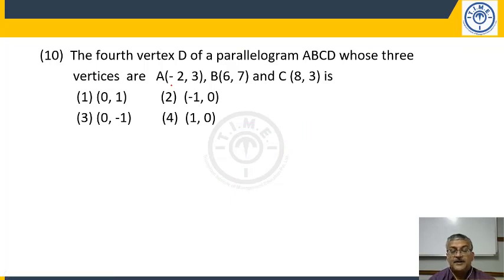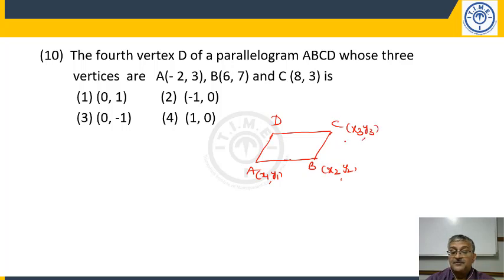Next. The fourth vertex D in a parallelogram ABCD whose three vertices are given. We know that if ABCD is a parallelogram, these four vertices are consecutive vertices, then what is the logic? The diagonals bisect each other. That means the midpoint of AC is always equal to the midpoint of BD. So whenever they give the three consecutive vertices A x1 y1, B x2 y2, C x3 y3, how can we calculate the fourth vertex D? It is simply x1 plus x3 minus x2, and y1 plus y3 minus y2.